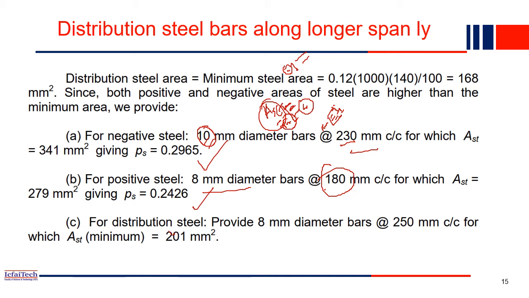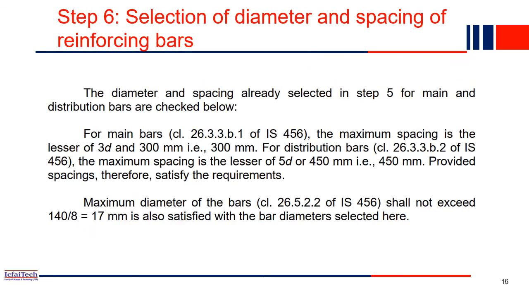And for distribution, that means about the y-axis. Reinforcements are provided along the x-axis as well as along the y-axis. The y-axis steel we call distribution steel, that also is 8 mm bar at 250 center to center we have to provide. So that is the distribution.